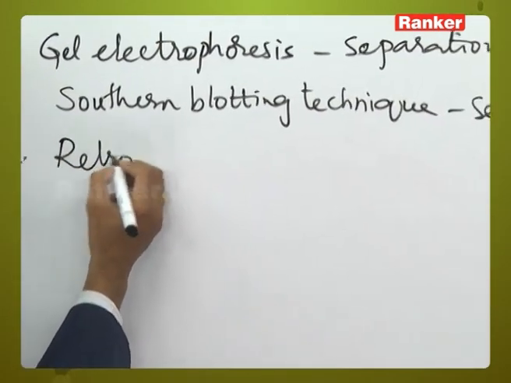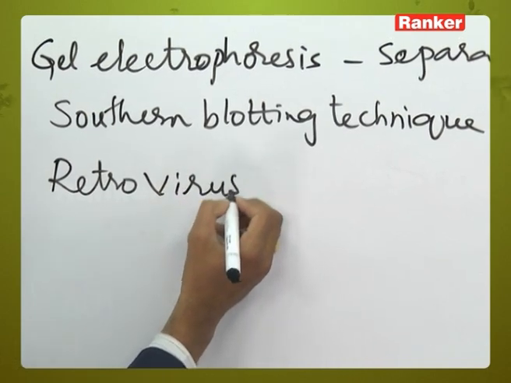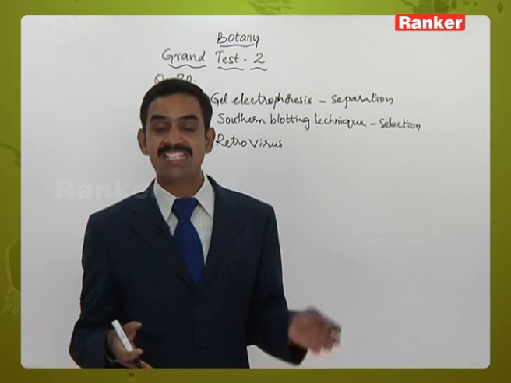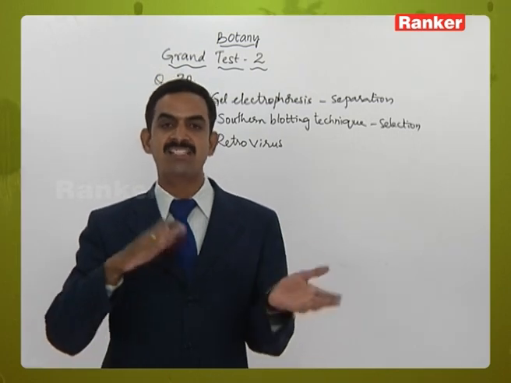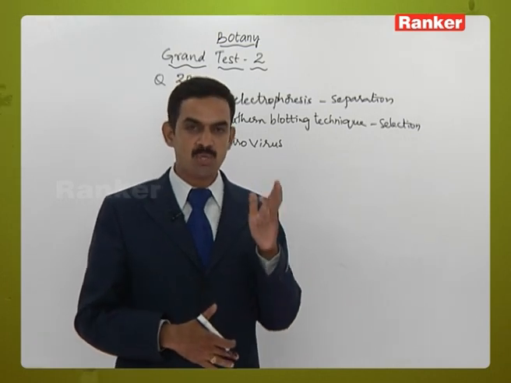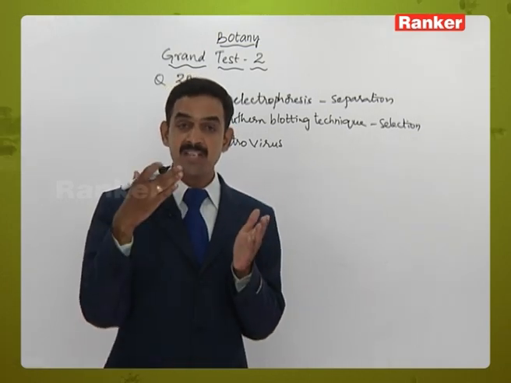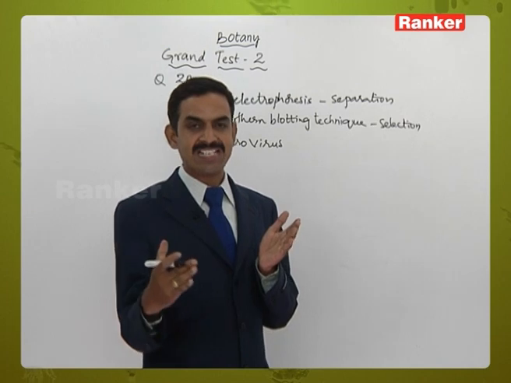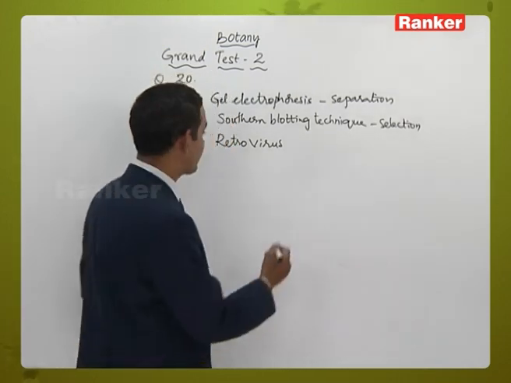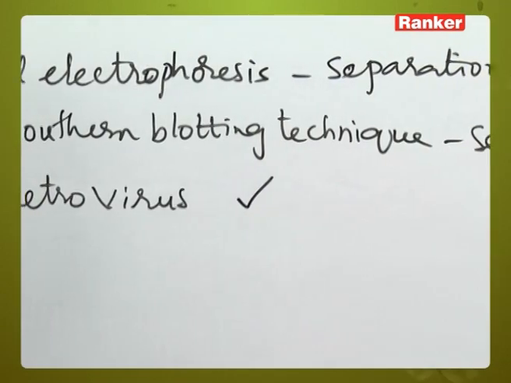Then the second one, retroviruses. We know that retroviruses are present in animals, and they have the ability of transforming normal cells into cancerous cells. Of course, retroviruses can be used as vectors when the pathogenic nature is removed by a process called the disarming process. So whatever statement is given is correct.